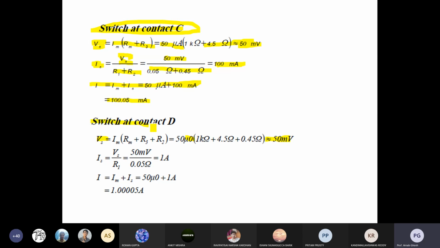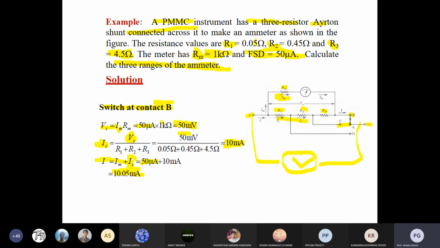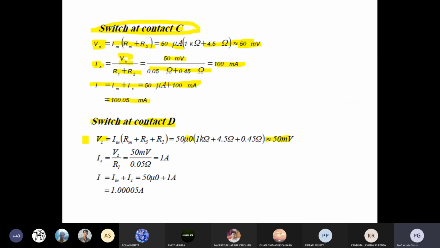So I equals, you are finally getting 100.05 milliampere. So in the second case the switch is connected to the D condition. Third case, A is directly connected to that D point. What will be that current? Similarly, you are getting that amount of current. So Im, now Vs equals Im into Rm plus Rc plus R2. So it is coming more or less 50 millivolts.